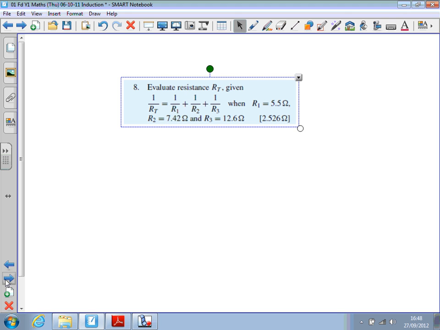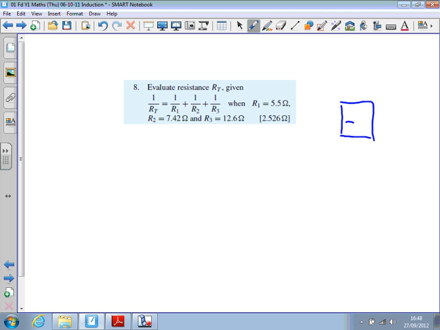If you look at question number 8, the issue around this one I want to discuss with you is the use of the calculator to do this in one hit. Now, if you look at your calculator, you've got this button, x to the minus 1, or on some calculators 1 over x.